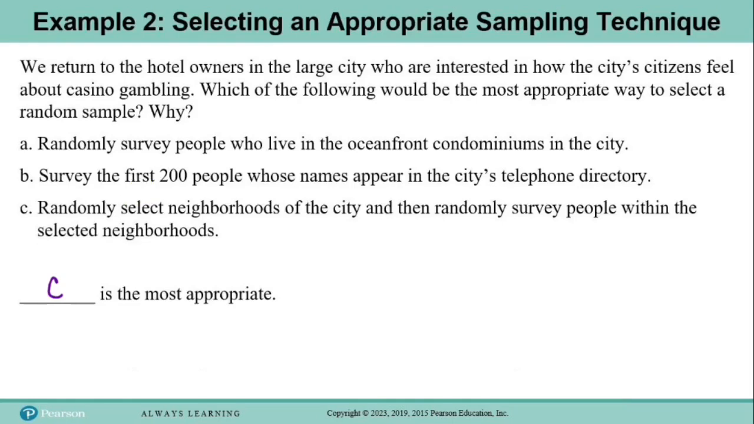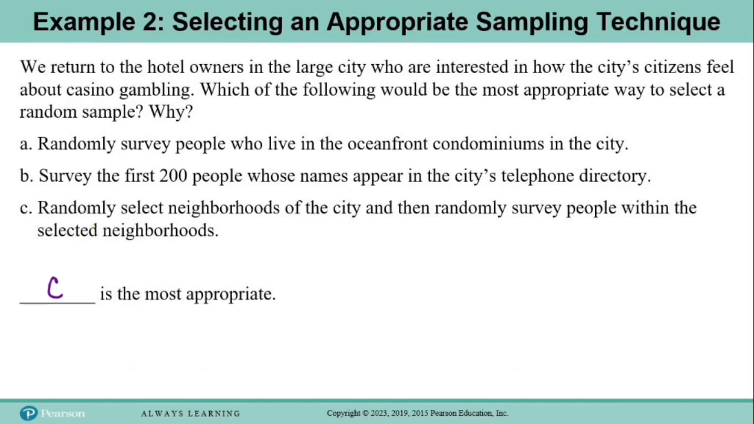And the problem with choice B is that if you only go with the first 200 names in the phone book, you have no idea if those people are going to represent the population well or not. Are they all rich? Are they all poor? Do they all live on the east side of town? Do they all live on the west side of town? We don't know. And so if we just go with the first 200 names in the phone book, that's called a convenience sample. We didn't put any work into making sure that the sample represents the population. And remember, convenience sampling is always bad.